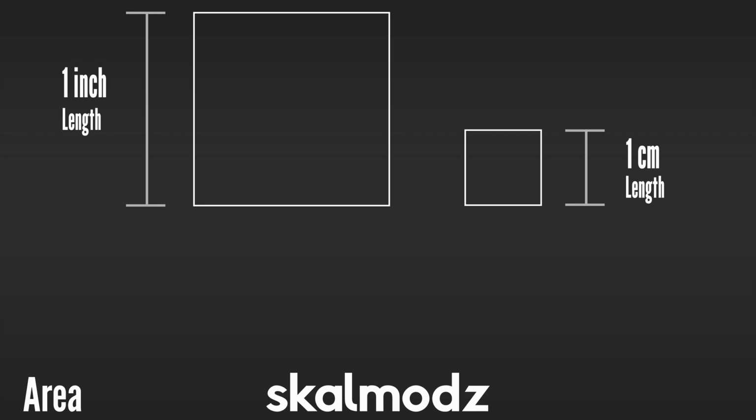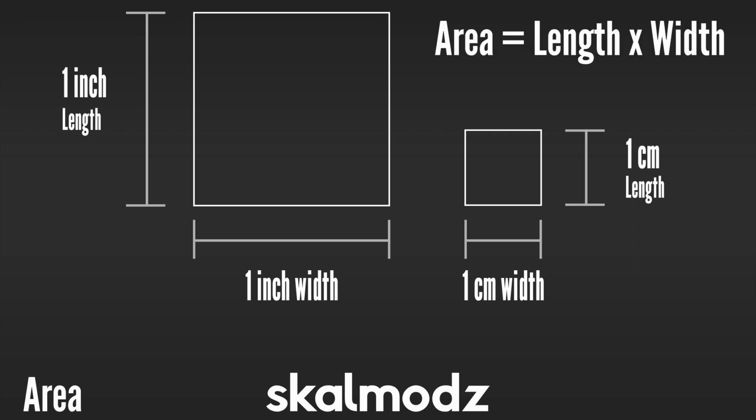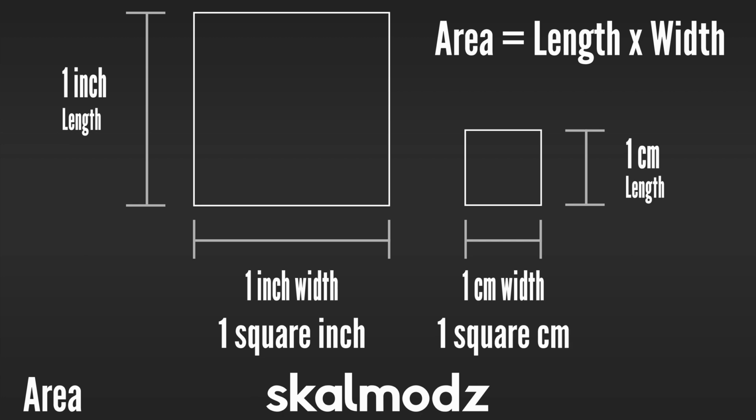As seen, the larger square has a length of 1 inch and the smaller square has a length of 1 centimeter. The larger square has a width of 1 inch and the smaller square has a width of 1 centimeter. For this video, we will simplify area to equal length multiplied by width. That being said, the larger square has an area of 1 square inch. The smaller square has an area of 1 square centimeter.